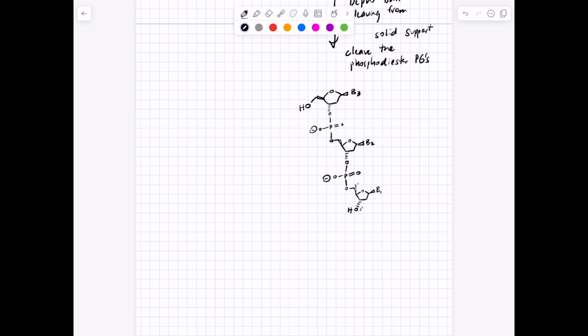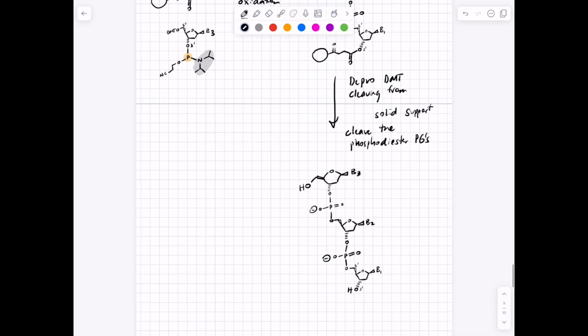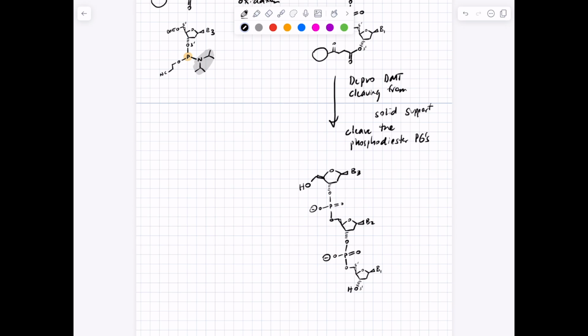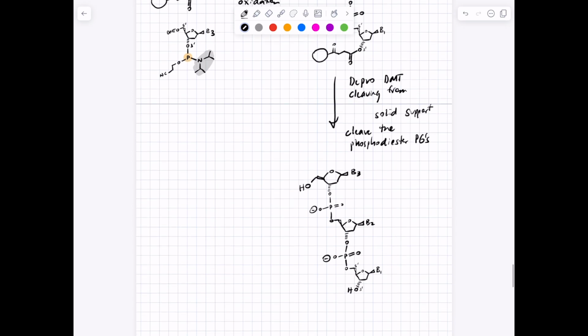So this is how you can synthesize oligonucleotides in the lab, and as I said, there are a lot of companies out there that are very good at this now. All right, with that, that concludes our discussion on nucleic acid chemistry. And next time we will move on to metabolism.